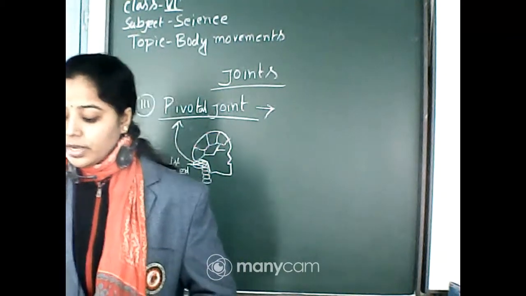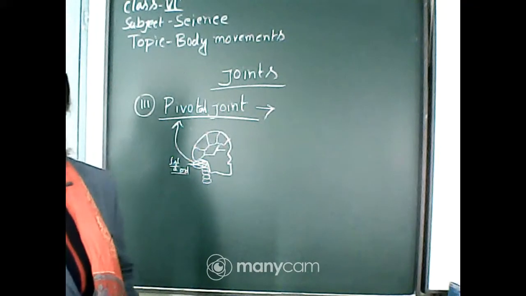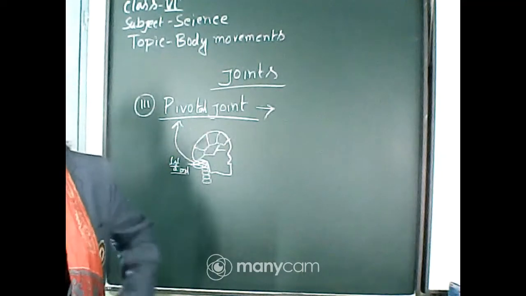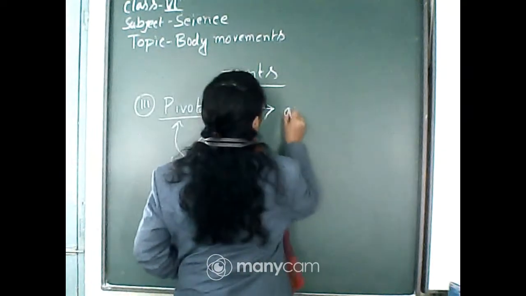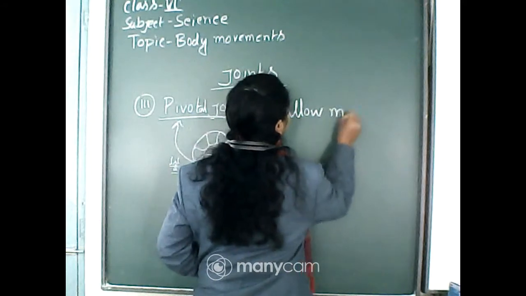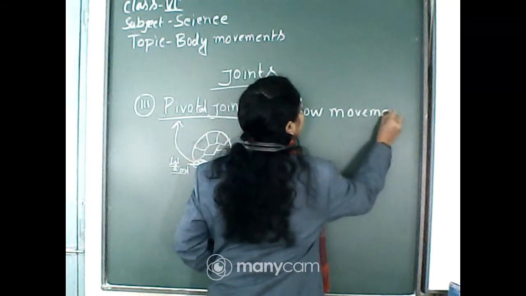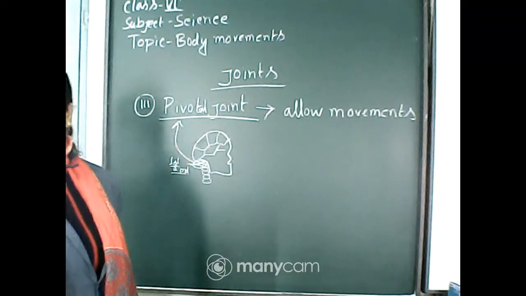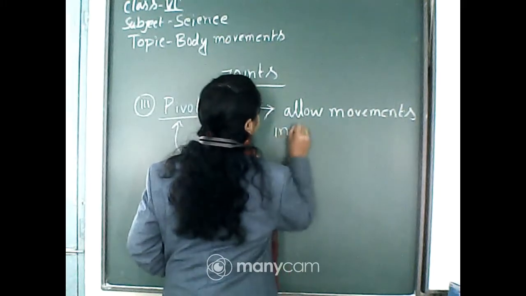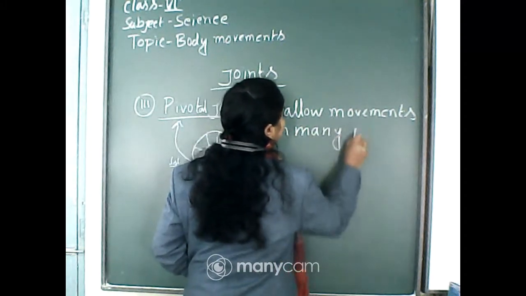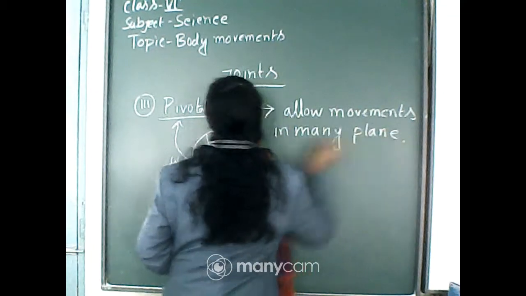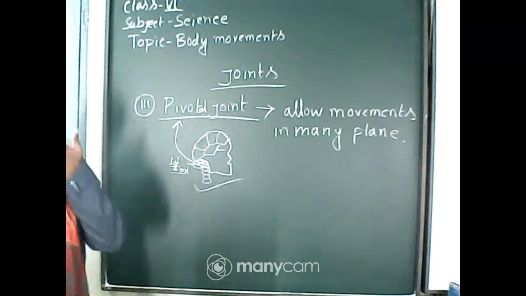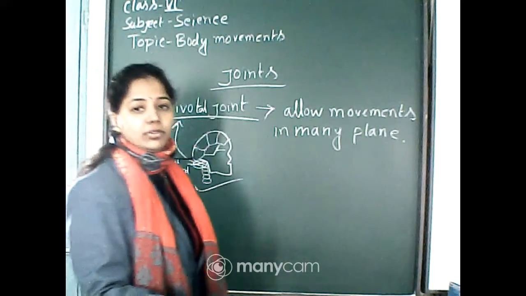Here we have learned about pivotal joints. So you can write that pivotal joints allow movements in many planes, and this is an example. Here we have seen what a pivotal joint is and where it is found.